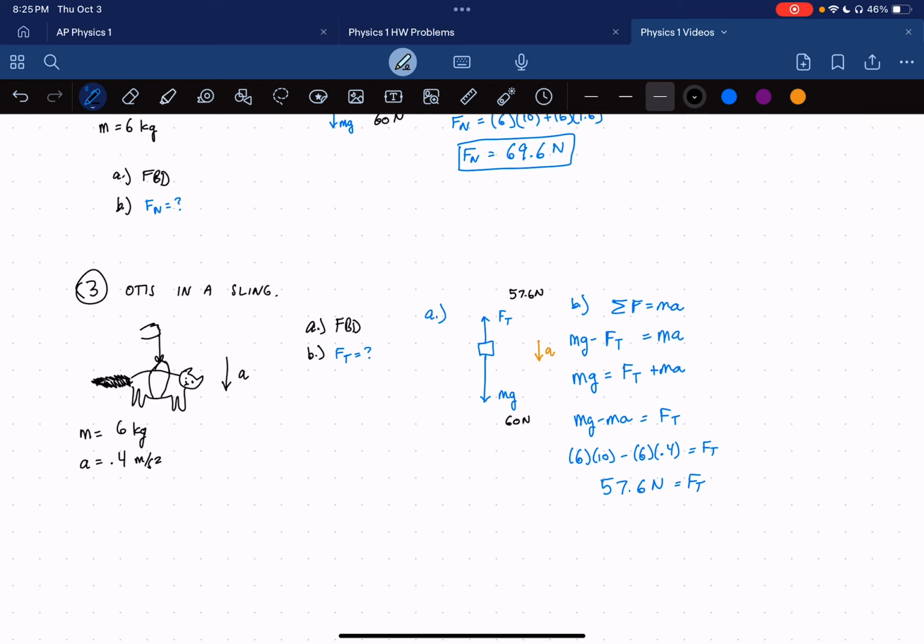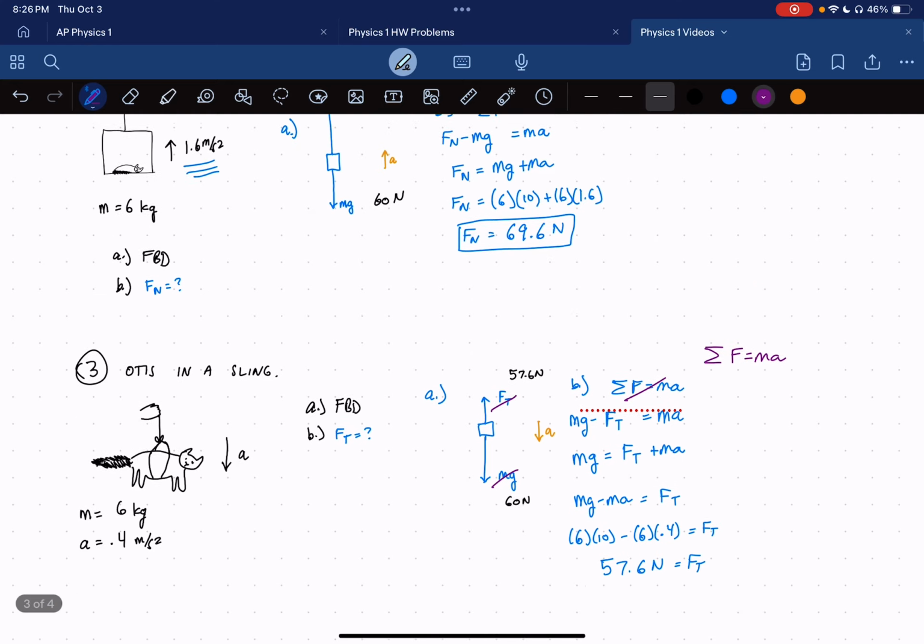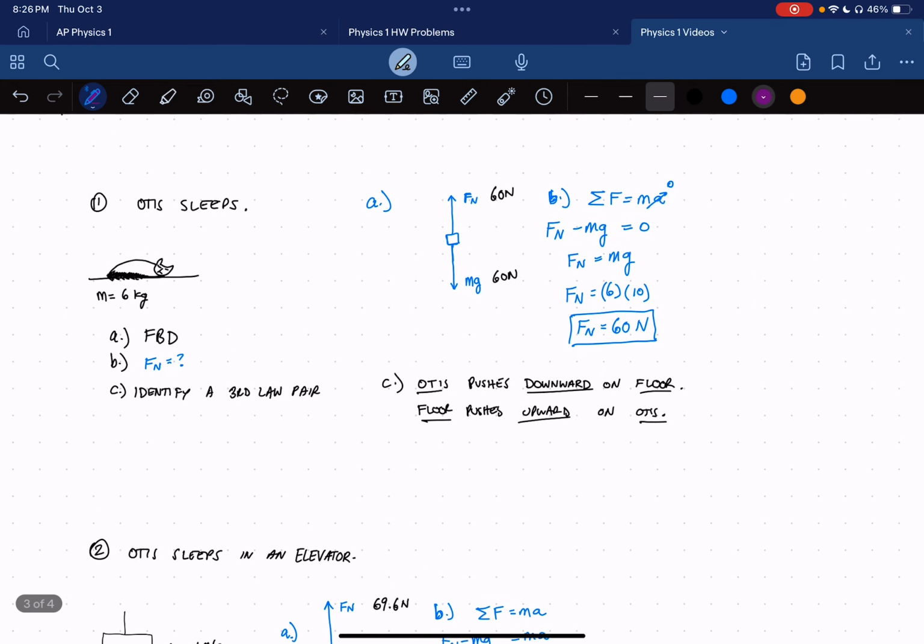I forgot to mention how we can award points for this. So, yeah, I think I'll use this one as an example. You usually get a point for having the correct force here and the correct force here. You get a point for your equation. I must see it like this: sum of all forces equals ma with no substitutions or anything. Sometimes it equals 0. Let's go back to the first one.